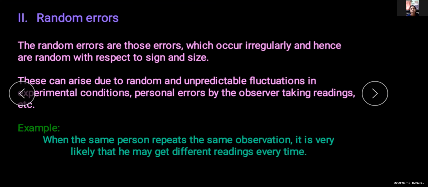Examples: when the same person repeats the same observation, it is very likely that he may get a different reading every time.